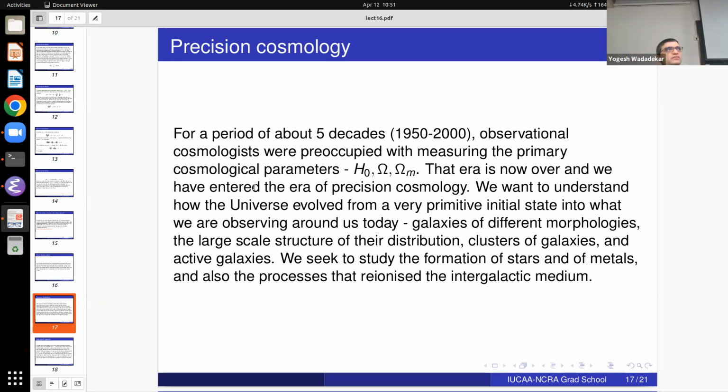And that process, we don't know whether it happened very quickly or it happened over a period of time. And what could be the contributors to this reionization? Energy feedback from stars, okay, or energy feedback from the AGN.